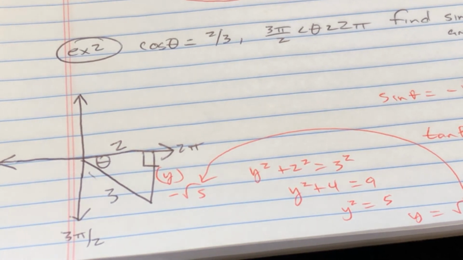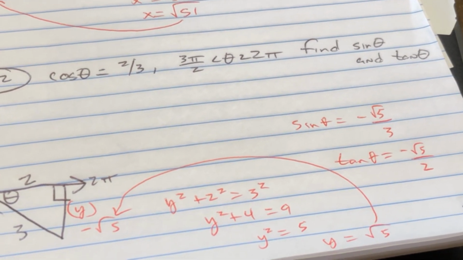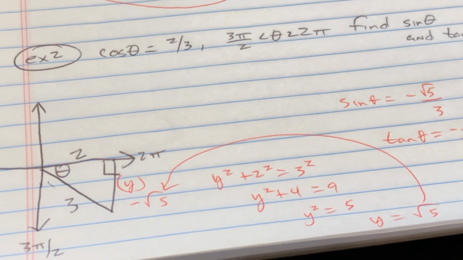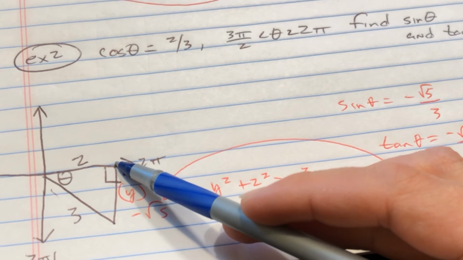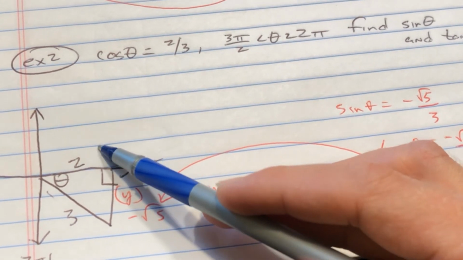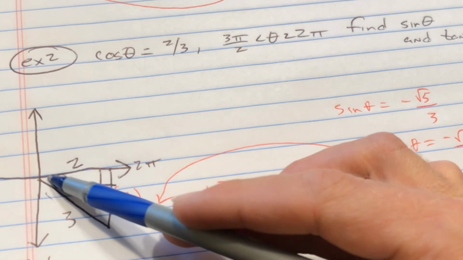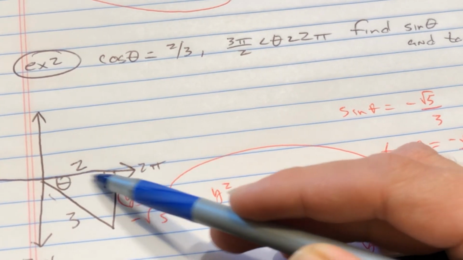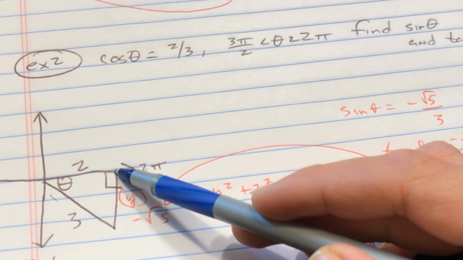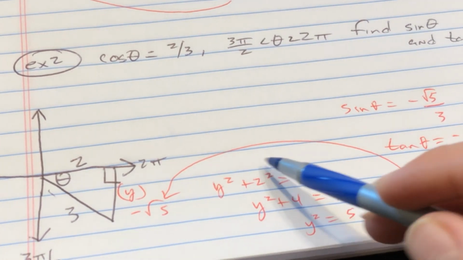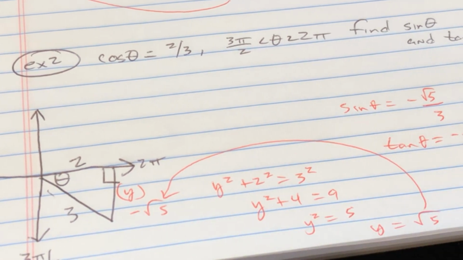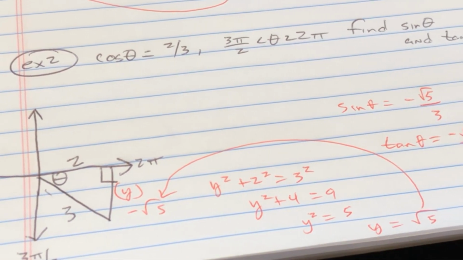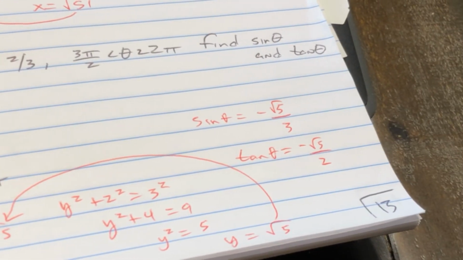Anyway, cosine of theta is 2/3, and theta is in the fourth quadrant. So find sine theta and tangent theta. That is the fourth quadrant. First off, it's sitting at 2 pi, which is back at the start. Cosine of theta is adjacent over hypotenuse. Again, the right angle is made with the x-axis. It is a positive 2 because you're going the positive right direction for x. Pythagorean theorem, which I've shown you here, gives you a negative root 5 because you're going south. So sine of theta is negative root 5 over 3, and tangent of theta is negative root 5 over 2.